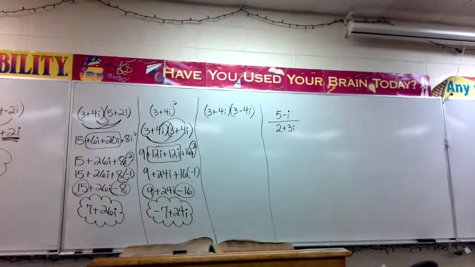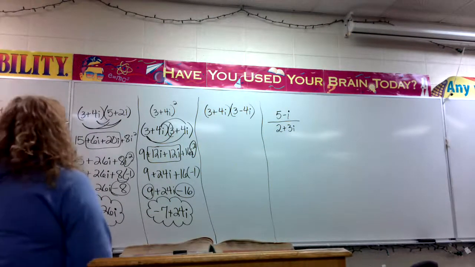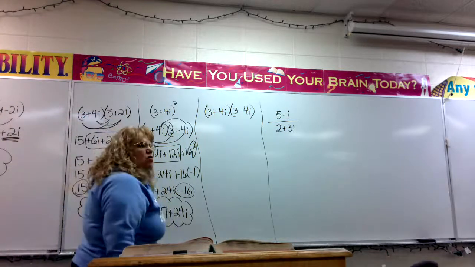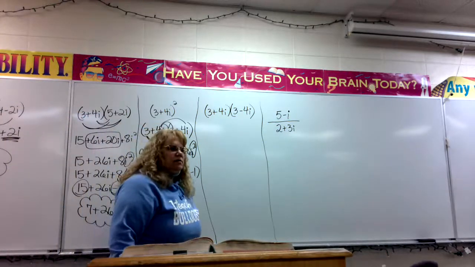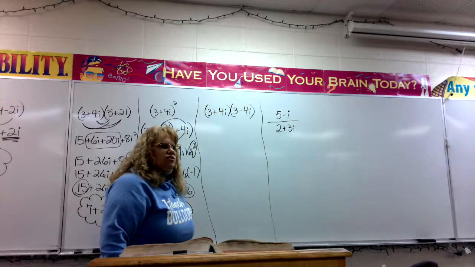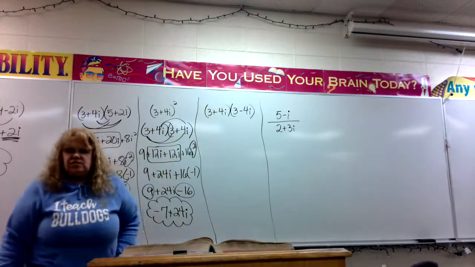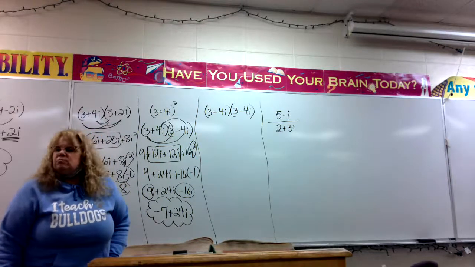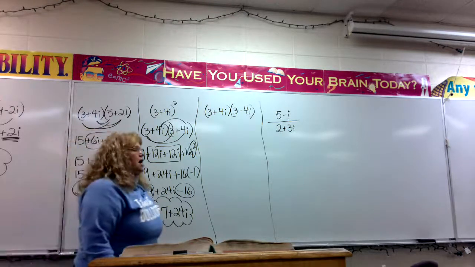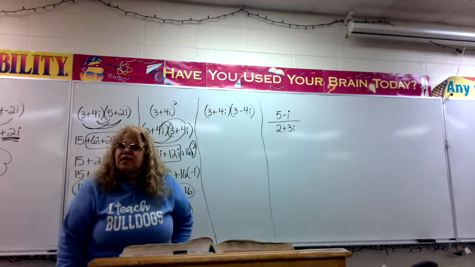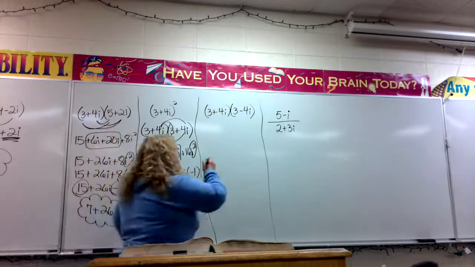Same quantities, but opposite signs. Starts with a C. C-O-N. Conjugate. Conjugates. They're conjugates. Same quantity, but opposite sign. And something happens when you multiply conjugates.